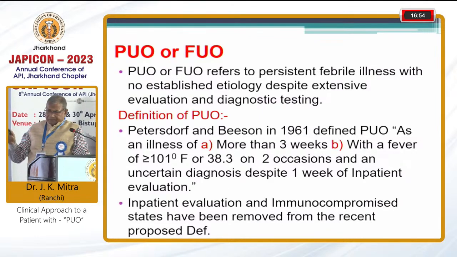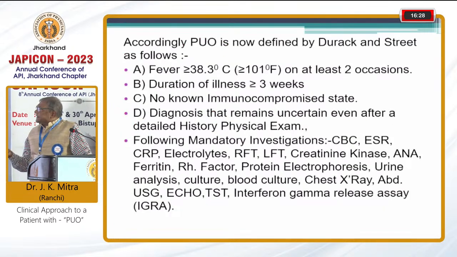And this, by Petersdorf and Beeson in 1961, defined PUO as an illness of more than 3 weeks, first point, with a fever of more than 101 degrees Fahrenheit or equal to 38.3 degrees centigrade on 2 occasions and an uncertain diagnosis despite 1 week of inpatient evaluation. But later on in the definition, inpatient evaluation and immunocompromised states have been removed from the recent definition.